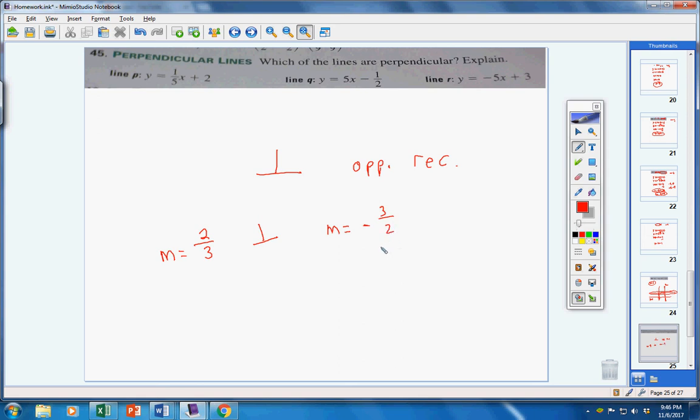Is that easy, guys? If two lines are truly perpendicular, then their two slopes will be opposite reciprocals. That means the signs will be different. One will be positive, one will be negative, and they'll be flipped. Okay, one will be flipped when compared to the other. So, with that in mind, here we go.